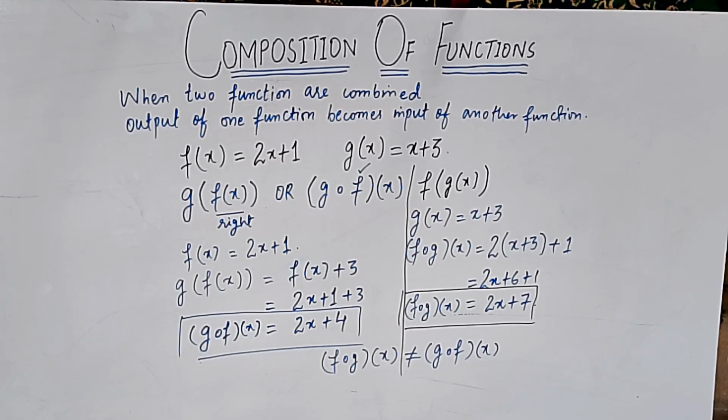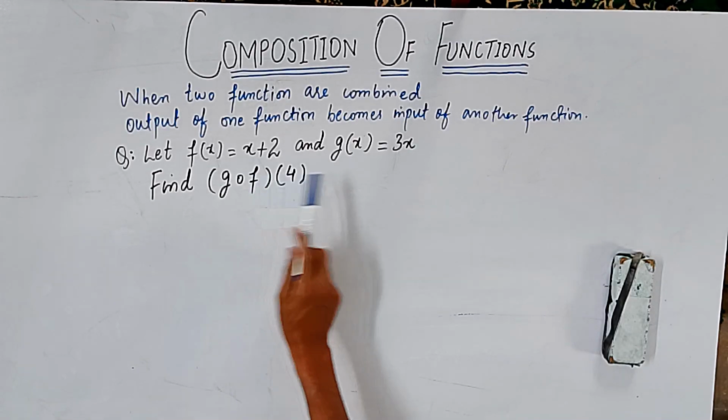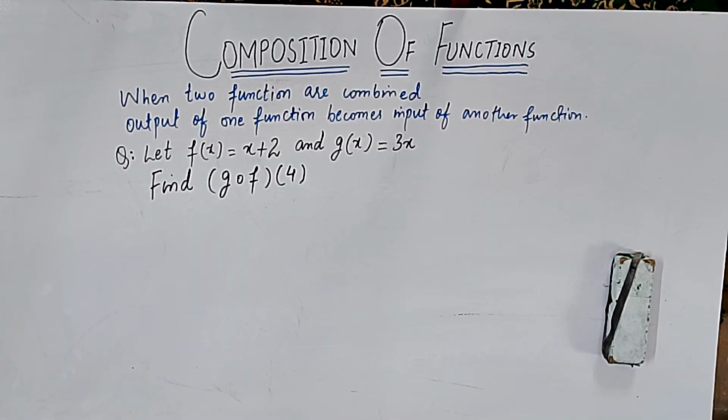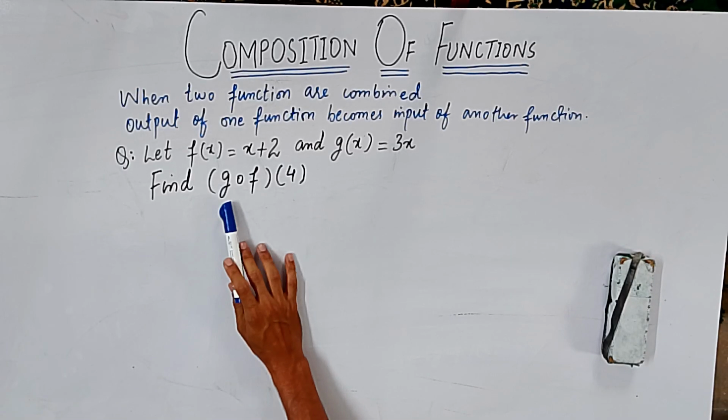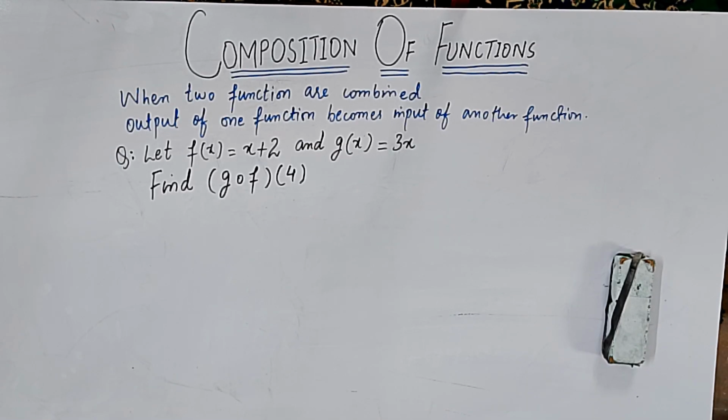Let's see some more examples. Now look at this particular question. It is a numerical based question in which you need to evaluate the composite function. It is written over here that f of x is x plus 2 and the second function is 3x, and it is written that gof of 4, we need to find gof of 4. First of all we need to find a composite function over here, and then we will put the value of x as 4 in that. Or we can also do it this way: first we put the value and then we find the composite.